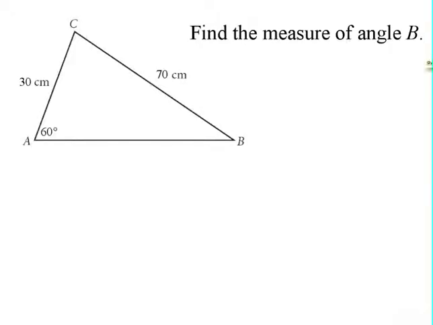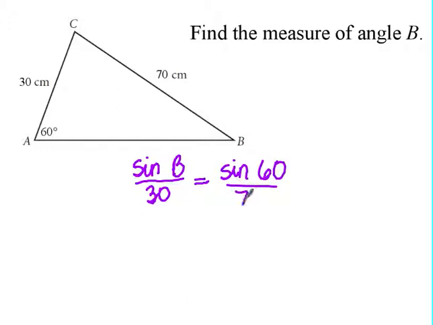Let's go back. There we go. Find the measure of angle B. So can somebody tell me what it is? Sine of B divided by 30 equals sine 60 over 7. Okay. So now, very first thing I need to know what sine of 60 is. 0.8660. Okay.